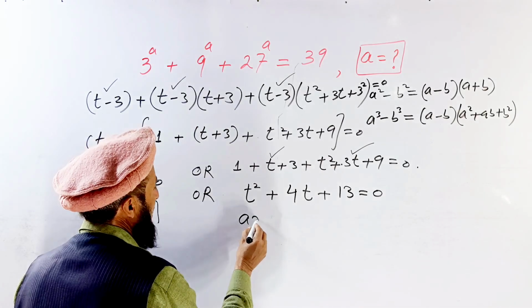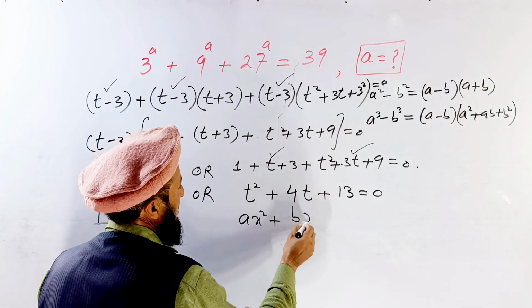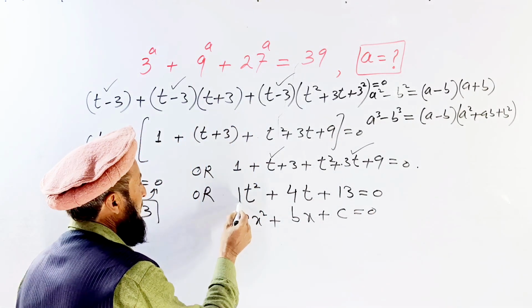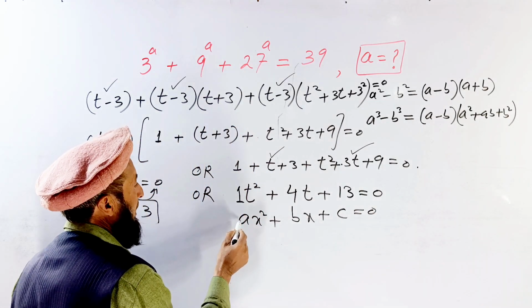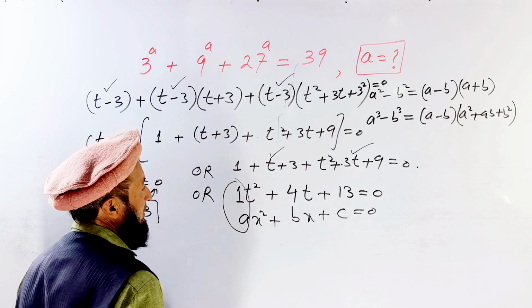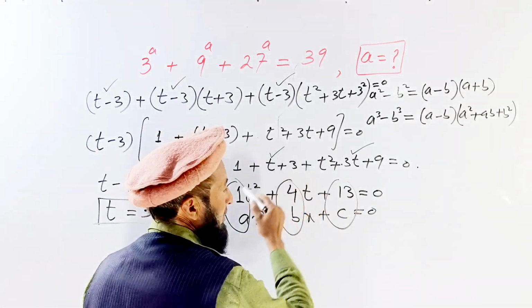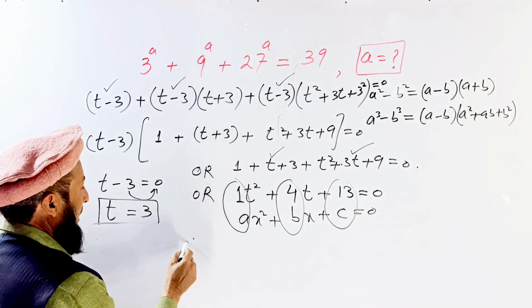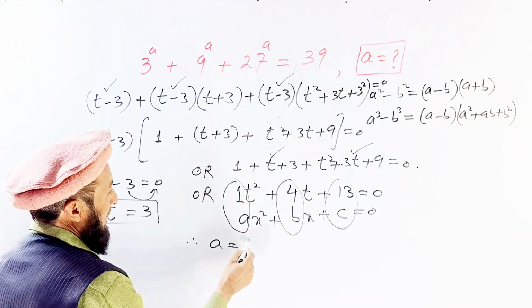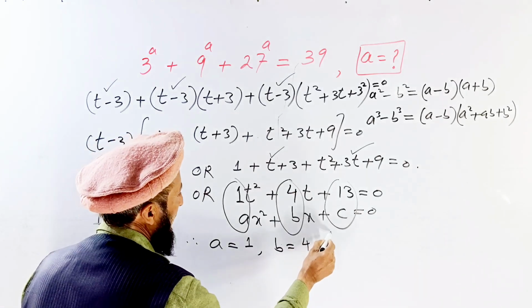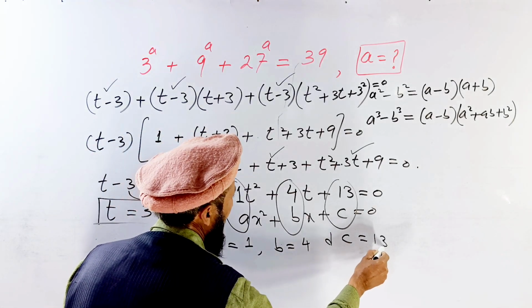Here we have the form ax square plus bx plus c is equal to 0. If we compare, the coefficient of t square is equal to 1, it means that here a is equal to 1, b is equal to 4 and c is equal to 13. According to this, we assign the values: a is equal to 1, b is equal to 4 and c is equal to 13.